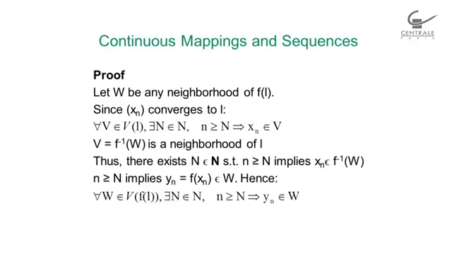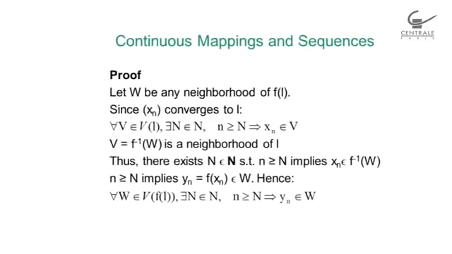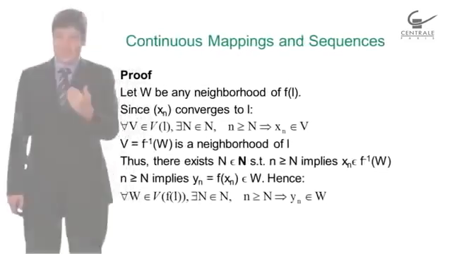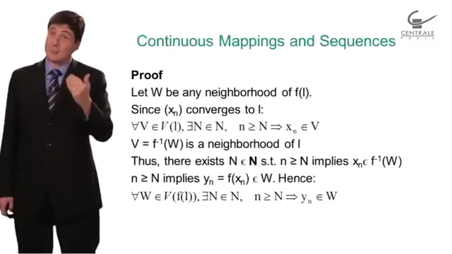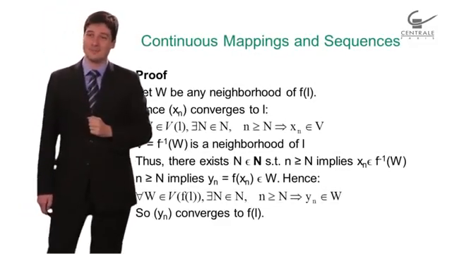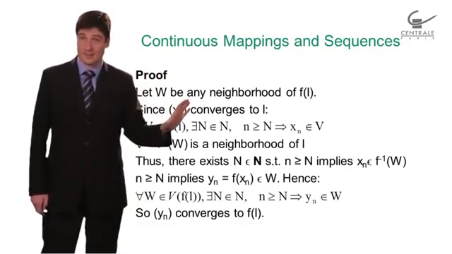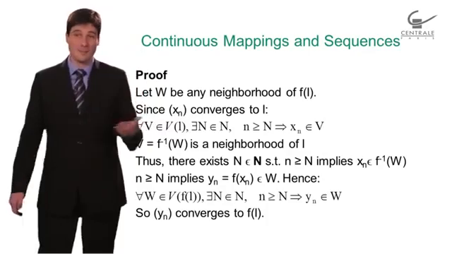Therefore, for any W, and again, I started with any W possible, which is a neighborhood of f of L, there exists a rank such that after this rank, yn is in W. That is the exact definition of the convergence of yn to f of L. That ends the proof.